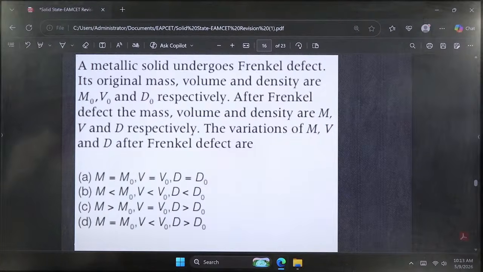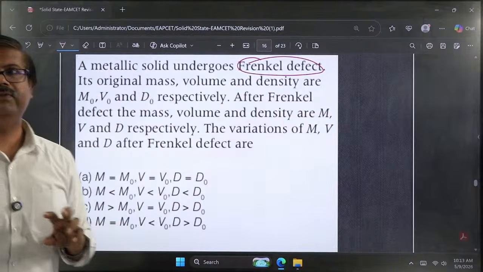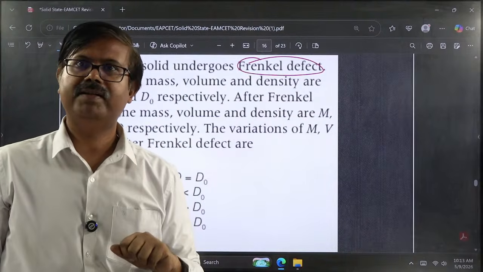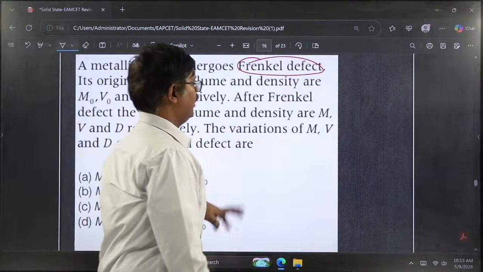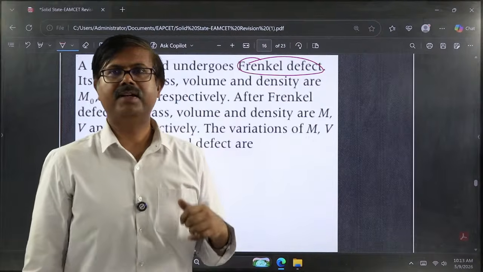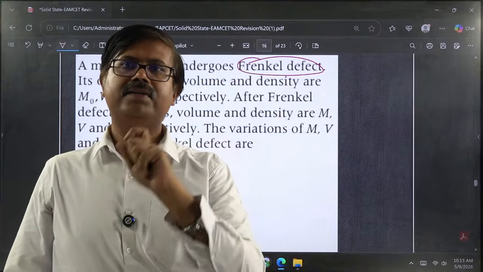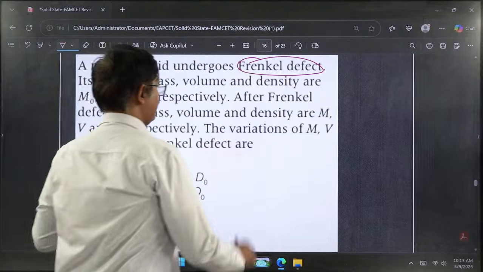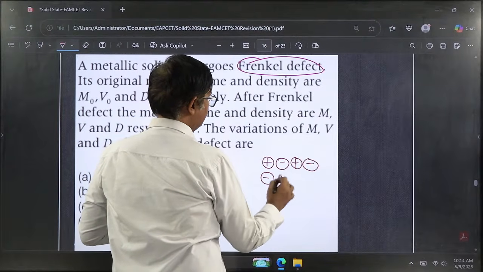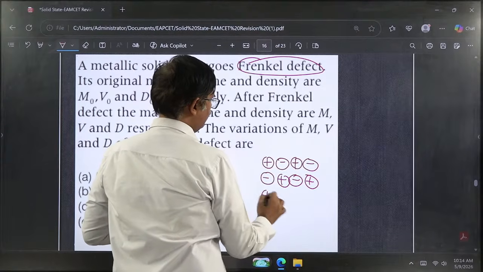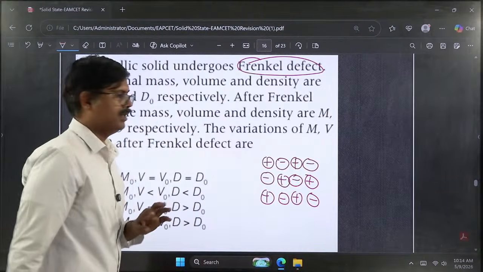Next, see Frenkel defect. Frenkel defect and Schottky defect are two types of defects in solids. During the board topics classes I have explained this Frenkel and Schottky. There is a very small difference. Suppose cations and anions are present like this, in orderly fashion.